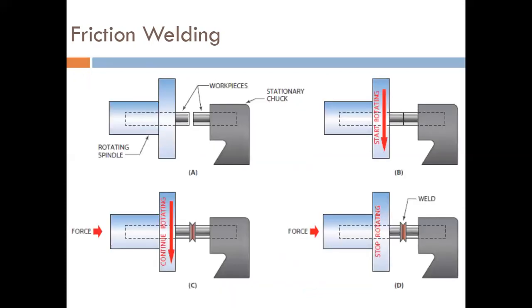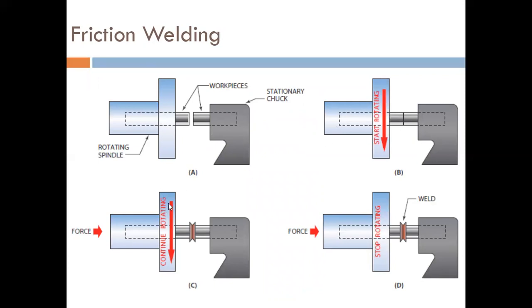So here you can see the figure of the friction welding process. First you can see there are two workpieces, one on rotating spindle and another on stationary chuck. Second, you can see the rotation is started when two components are in contact. Initially it does not rotate; when the two come in contact with each other, rotation starts.